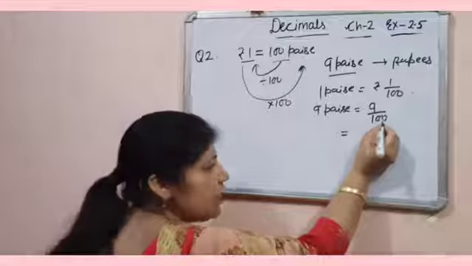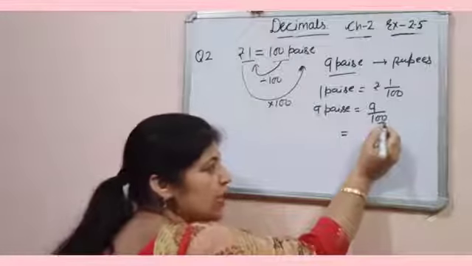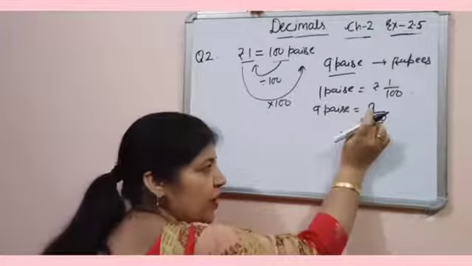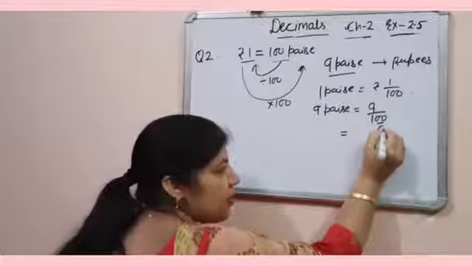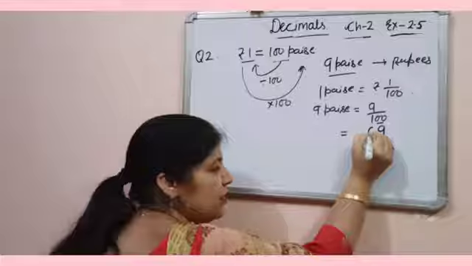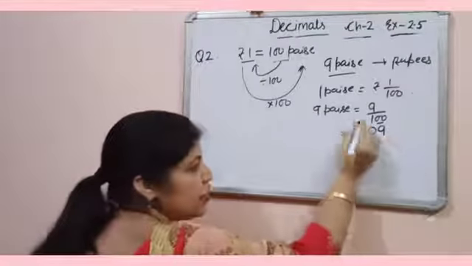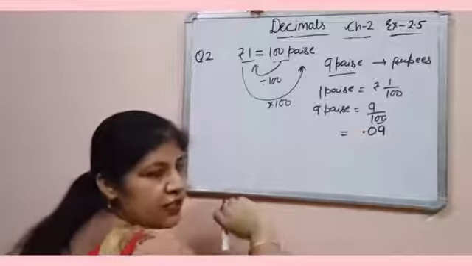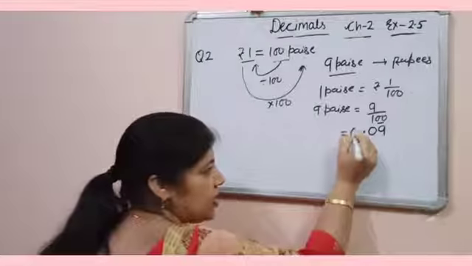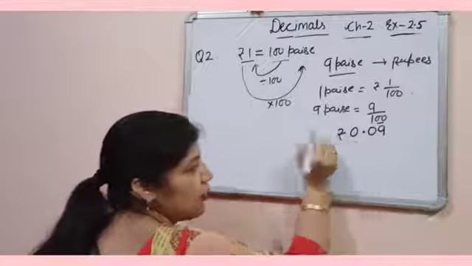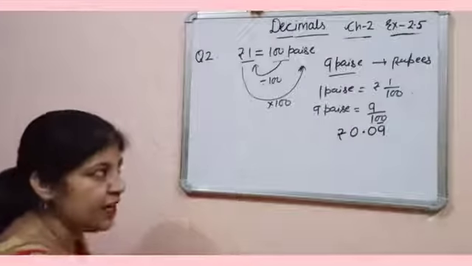Now here are the 2 zeros, so put the decimal point after 2 digits. But we have only 1 digit, so you have to put 1 more 0 here. So now 2 digits are here. Write the decimal, and this will be 0.09 rupees. Is that clear?